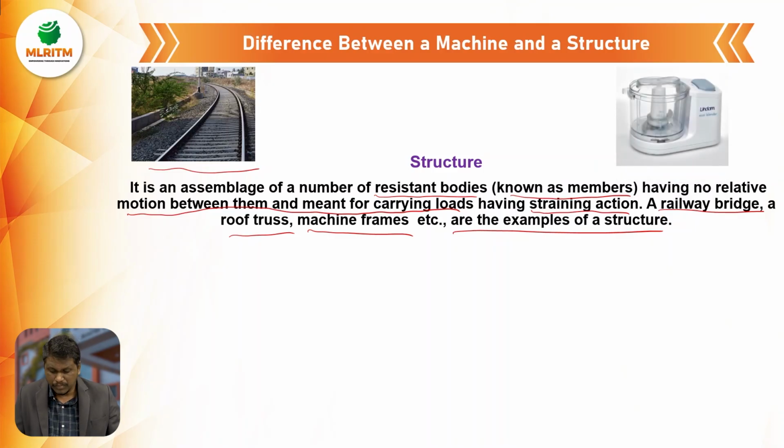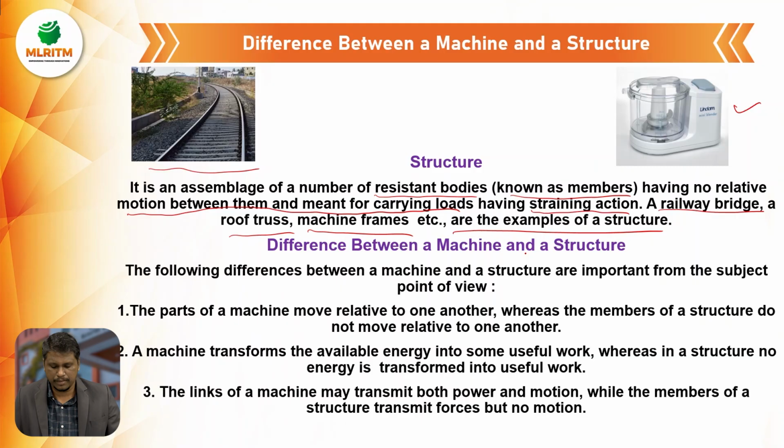Next, this is one type of machine, our grinder or mixie. And there is a difference between machine and structure. The first one: the parts of a machine move relative to one another, whereas the members of a structure do not move relative to each other. We already discussed this point. The machine transforms available energy into useful work, whereas in a structure no energy is transformed into useful work. And third, the links of a machine may transmit both power and motion, while the members of a structure transmit force but no motion.